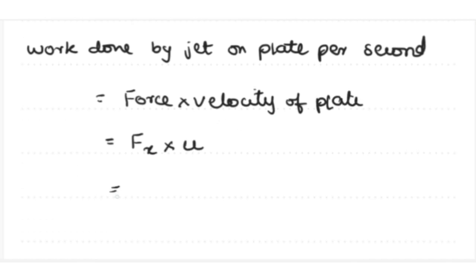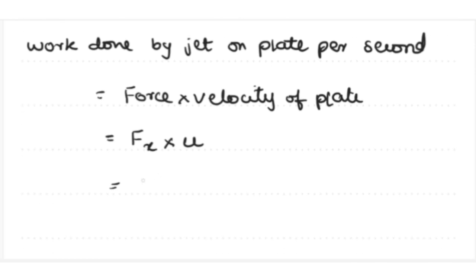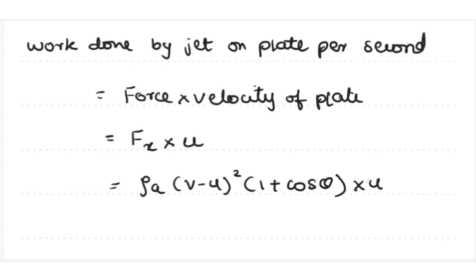We have derived what Fx is. Fx is nothing but, you can see here, rho into A into v minus u whole square into 1 plus cos theta, multiplied by u. So this will be the equation for work done. Unit is Newton meter per second.